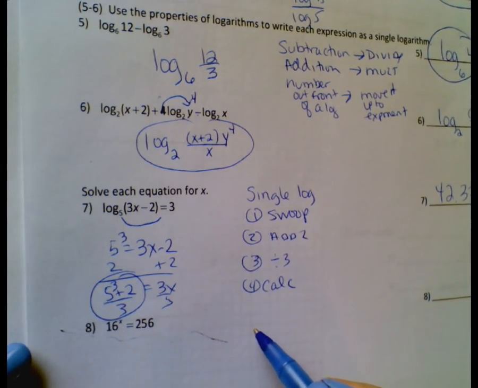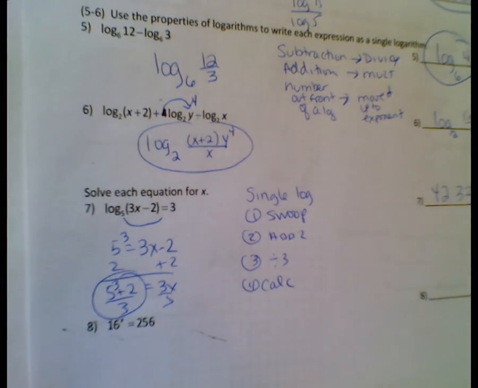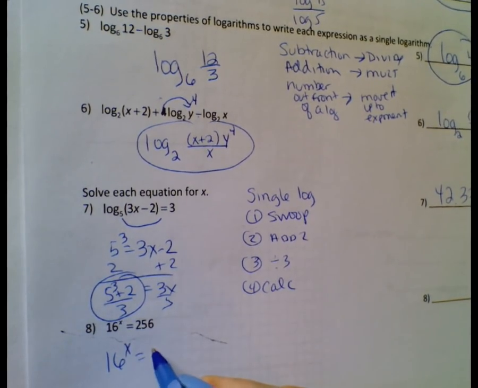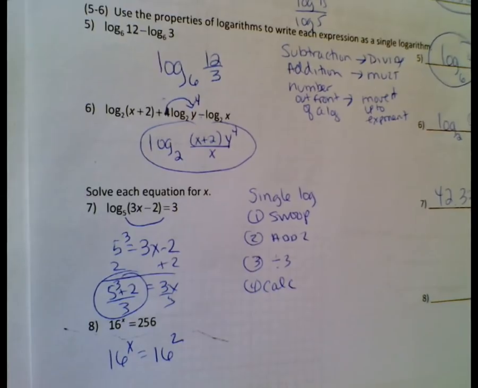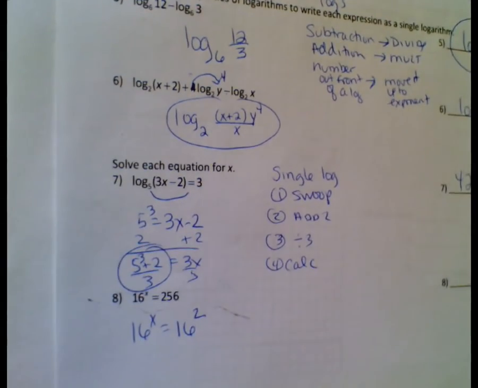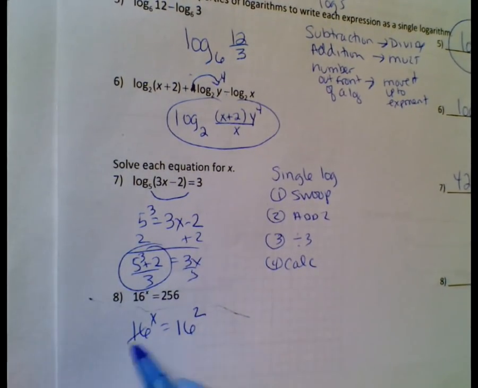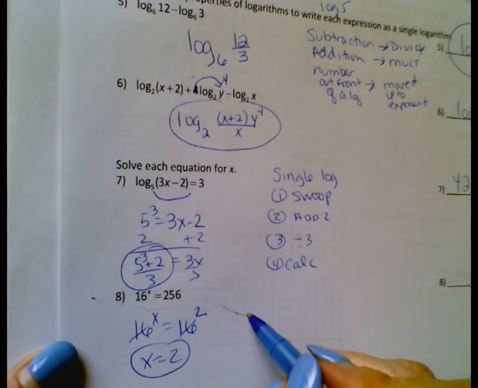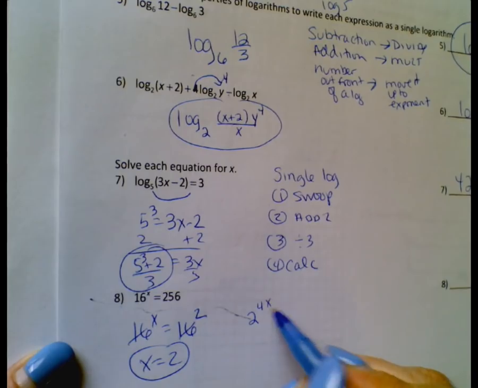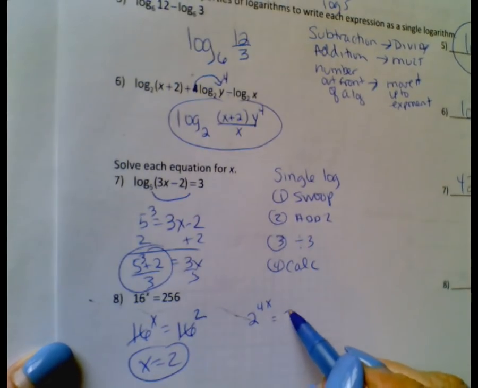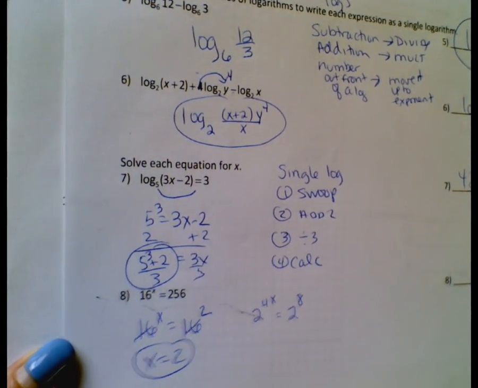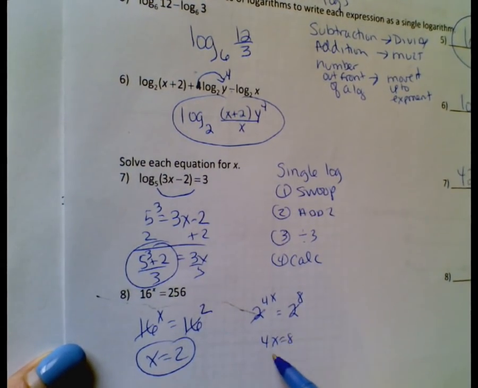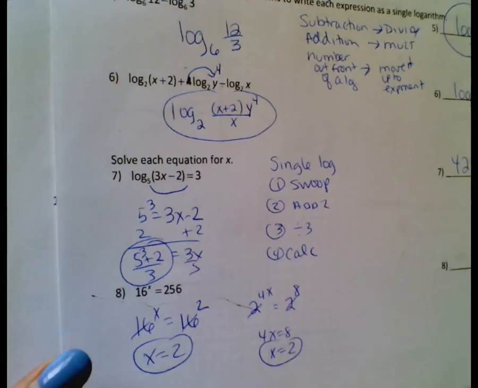Now on this one, when you don't have any logarithms, you can take the log of each side, or you can change these both to the same base. Like I could change 256 to 16 squared. Do you guys know that? I know that 256 is 16 squared. If you know that, the 16s cancel and x is 2 and you'd be done. Some of you may have wanted to change 16 to 2 to the 4th and change 256 to 2 to the 8th, because that's on that whiteboard up front. If you did this, you could cancel the 2's and set 4x equal to 8, and x is 2 that way.